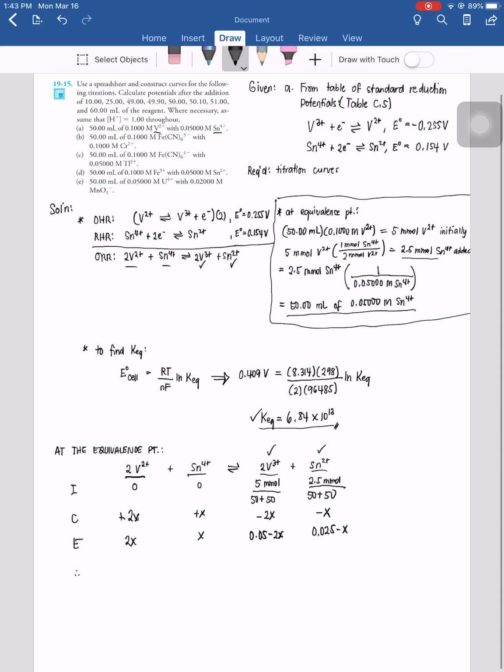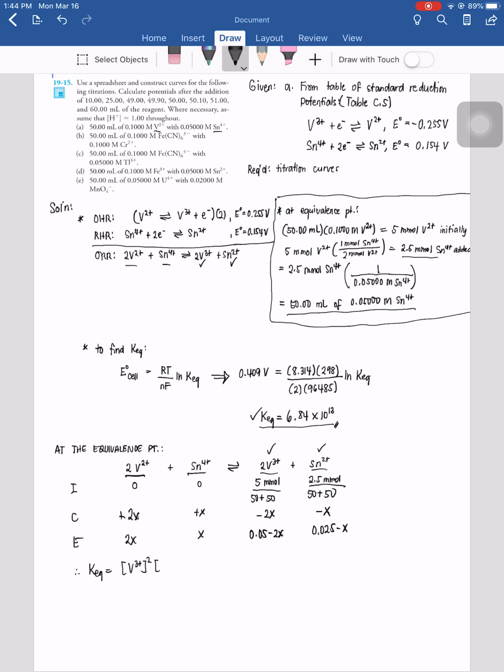So we now write our equilibrium constant expression. KEQ, basing on our overall redox reaction, should be equal to the concentration of vanadium-3 squared times the concentration of tin-2 divided by the molar concentration of vanadium-2 squared times the concentration of tin-4.